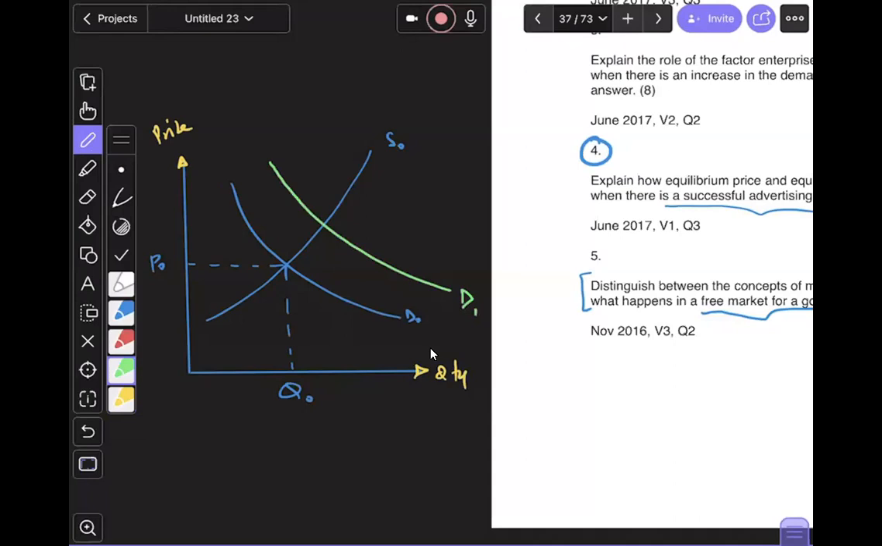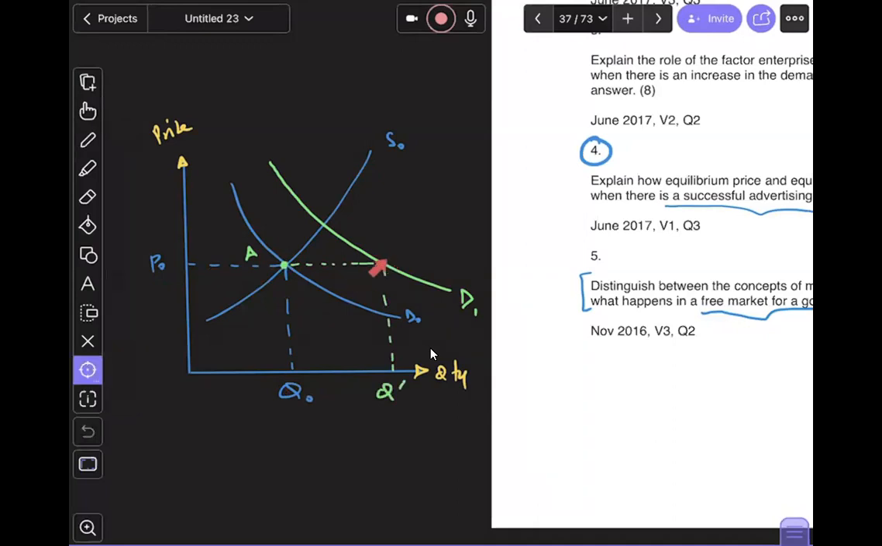But we need to talk about the equilibrium. Initially, the equilibrium was at point A. Suddenly, when the demand goes up, you can see this, guys, supply is still at P naught. Quantity supplied is at Q naught, but quantity demanded will be more, at, for example, Q dash. In other words, a rise in demand because of successful advertising results in a disequilibrium, because the quantity demanded is more than quantity supplied.